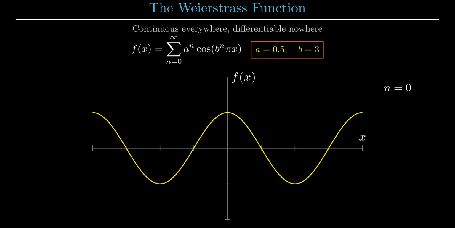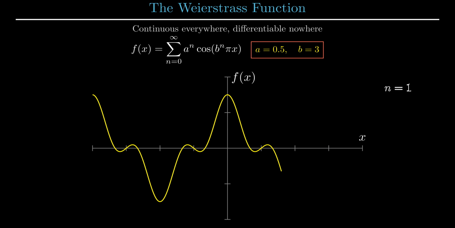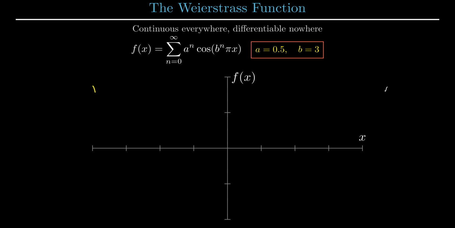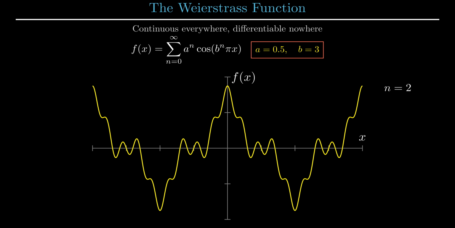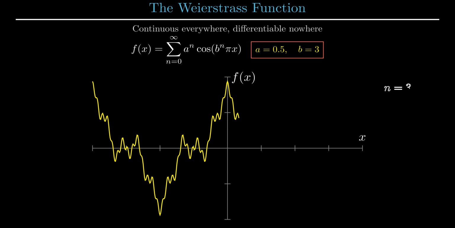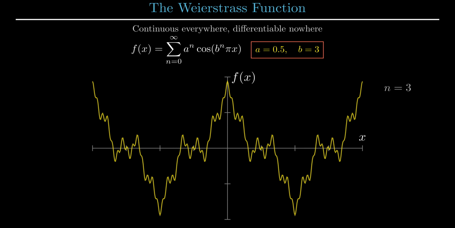At n equals 0, we start with a standard cosine curve. It is smooth and has a tangent line everywhere. When we add the next term, notice the ripple. The frequency triples, but the height is cut in half. As we continue adding terms, n equals 2 and 3, we are essentially adding wrinkles on top of wrinkles.